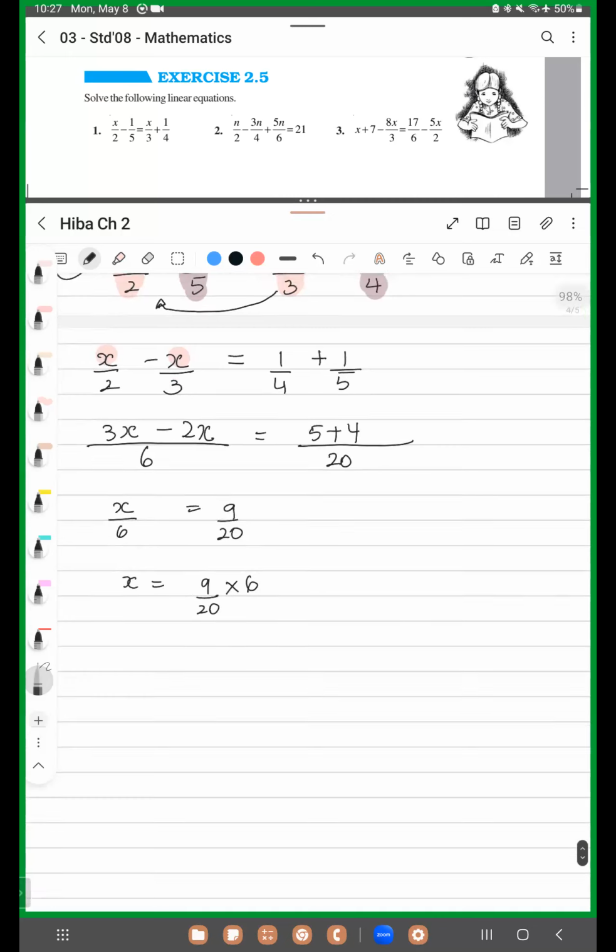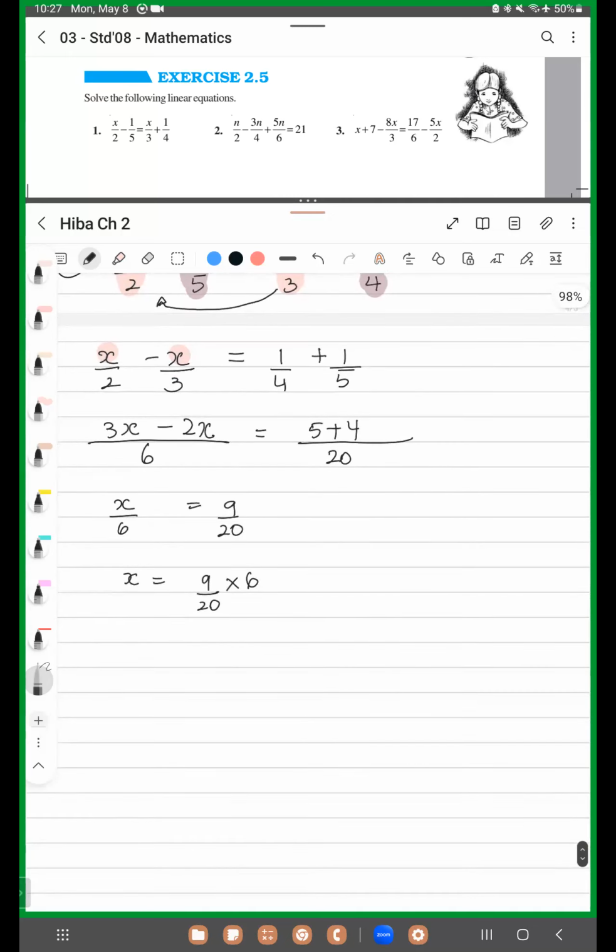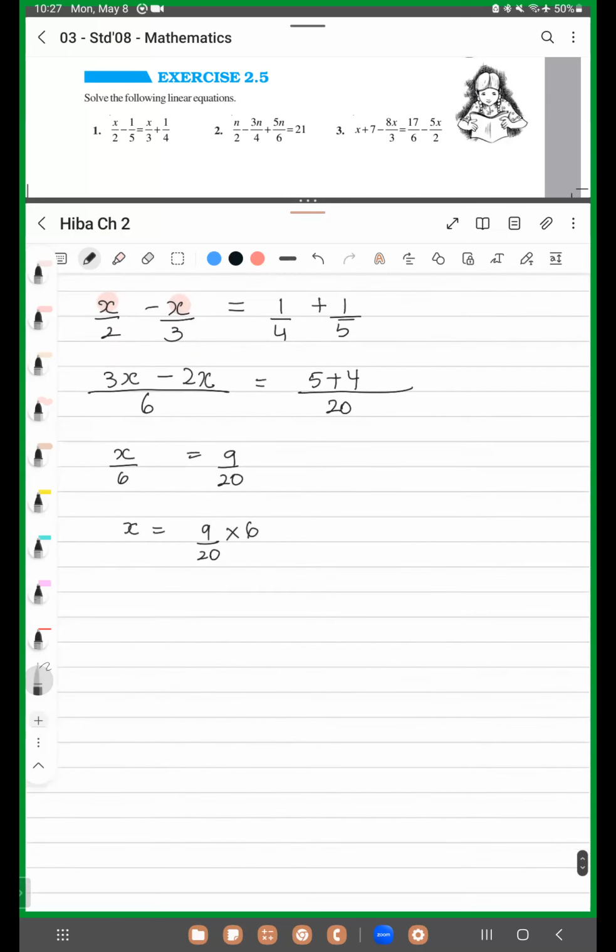It is in two stable. Very good. So 2 3 by 3s 10 are and 2 10s are very good. So what is 9 into 3? 27 by 10. So x equals 27 by 10. ठीक है? Okay.